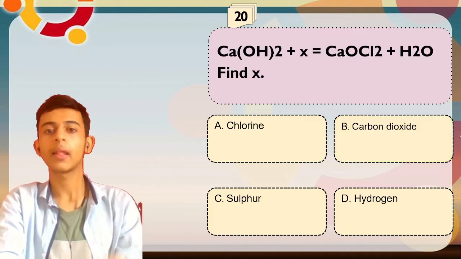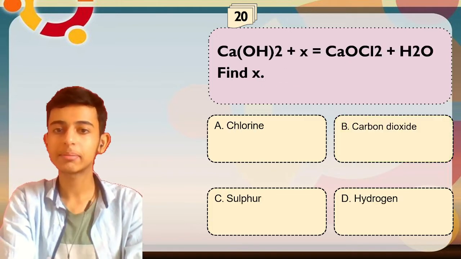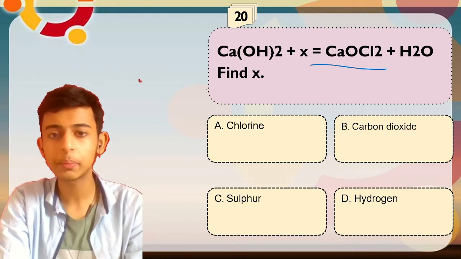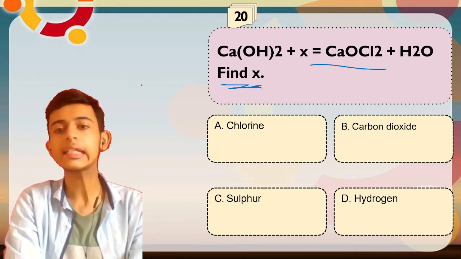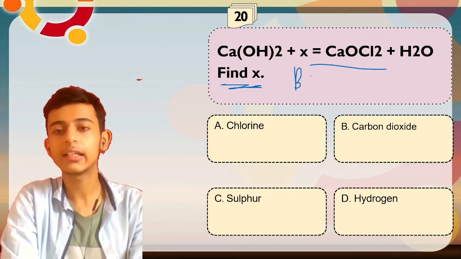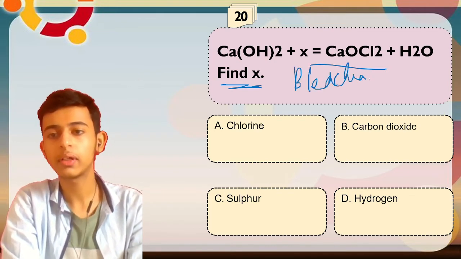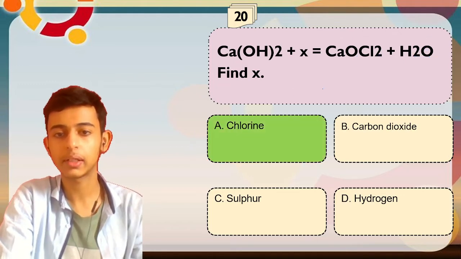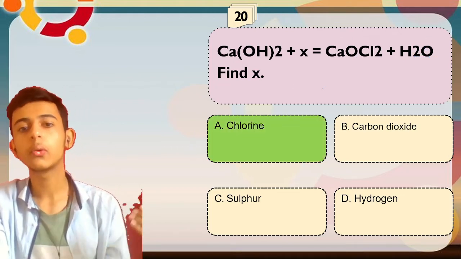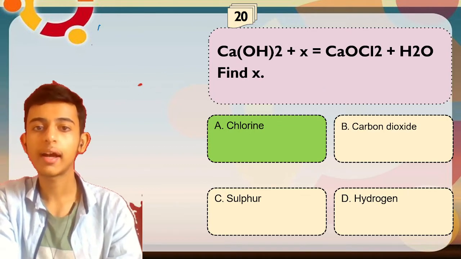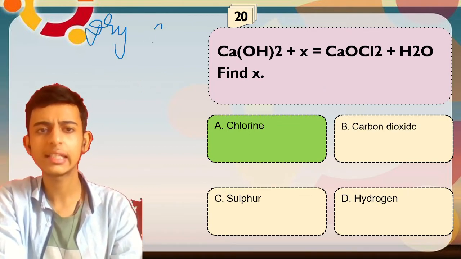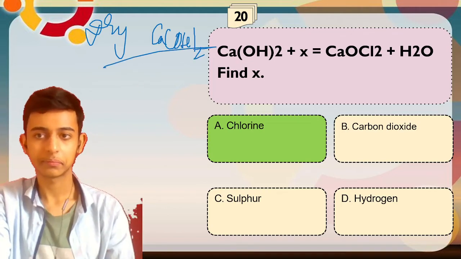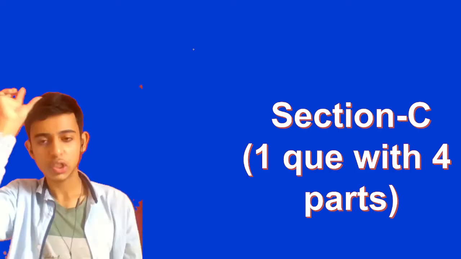Easy. 20th: Ca(OH)2 plus X gives us CaOCl2 plus H2O. Find X. Pretty easy. This is basically the reaction for bleaching powder, if you all know, and the answer is pretty easy. It is chlorine. When chlorine is passed over dry Ca(OH)2, then we get this one. Okay, so section B has been completed.